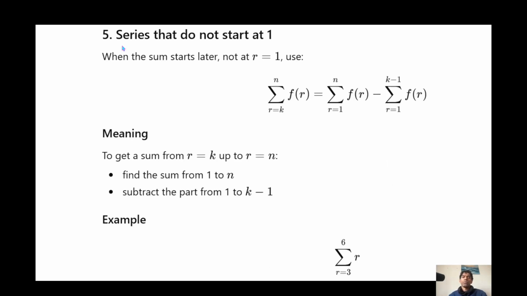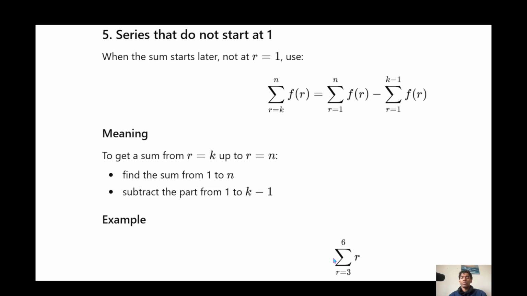Series that do not start at 1. When the sum starts later, not at r equals 1, use the sum of r equals k to n of f(r) is equal to the sum of r equals 1 to n of f(r) minus the sum of r equals 1 to k minus 1 of f(r). What does this all mean? To get a sum from r equals k up to r equals n, first of all, find the sum from 1 to n. Next, subtract the part from 1 to k minus 1.